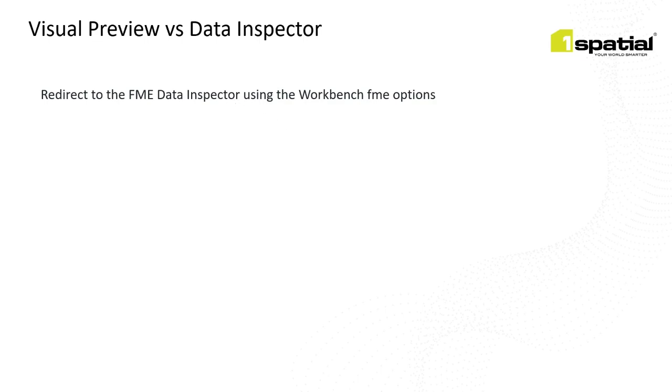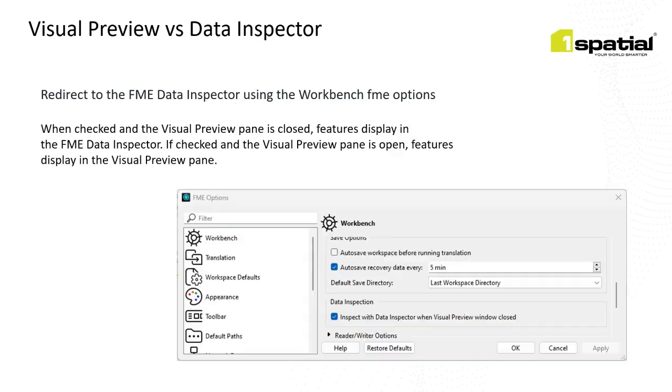Lastly here, I'd like to recommend an option nicely hidden in FME Workbench, and that is if you close the visual preview pane and hit the crosshair, you can redirect your inspection to go to the dedicated Data Inspector application. So ticking this on, I think it's on by default now, is super helpful for those with 2 monitors.